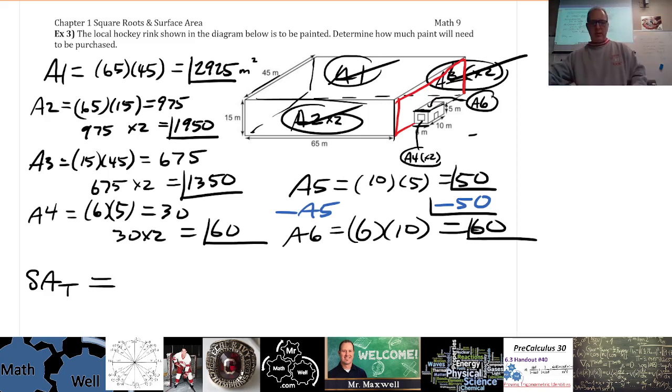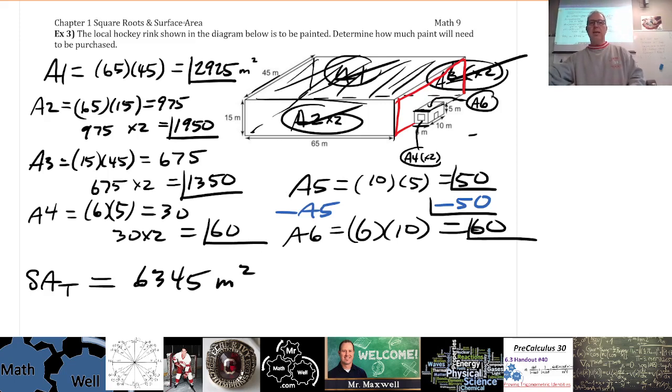So we've got a total of 6345 meters squared. Now that is including the roof. It doesn't say in the question whether we're going to paint the roof or not. Usually roofs are not the same as walls on the side. Usually roofs have shingles or tin roof or something, so normally you don't have to paint that.